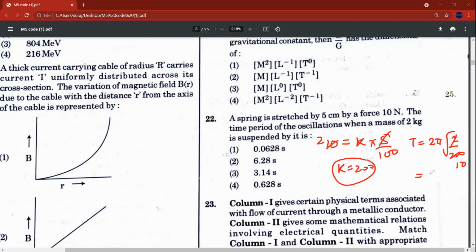So this becomes 2 pi root over m by k. Yeah, correct only, right? 2 pi, this is 1 by 100, no? So 1 by 10 will come. 3.14, that means 6.28 divided by 10, 0.628, option 4, 0.628.